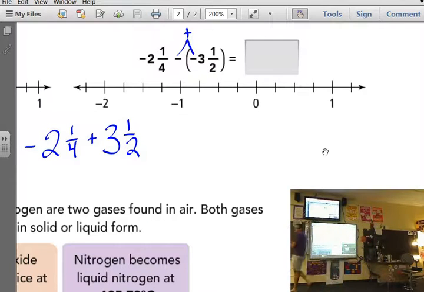Flynn, what do you think? Can you repeat that? Yeah, can you put your phone away, please? How do I make negative 2 and 1/4 an improper fraction?